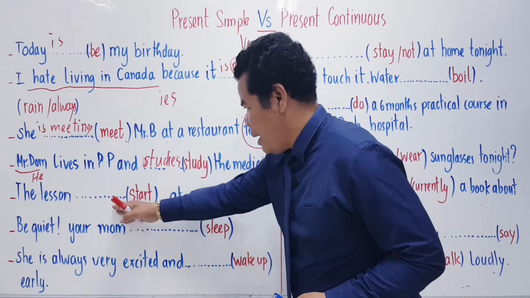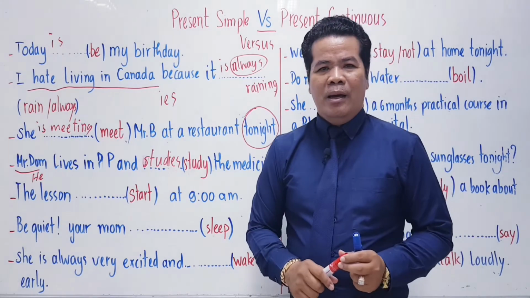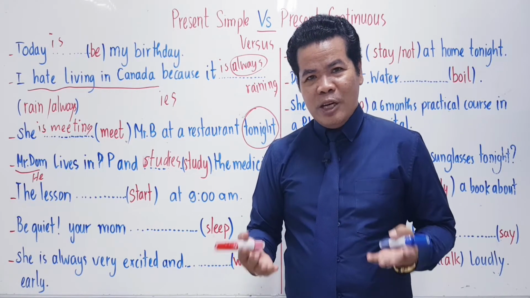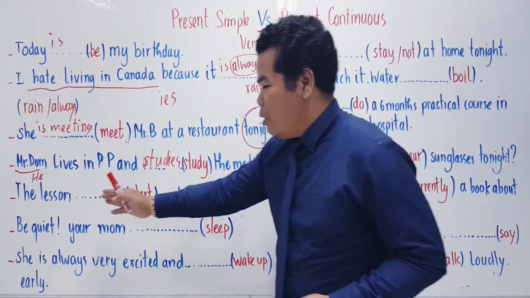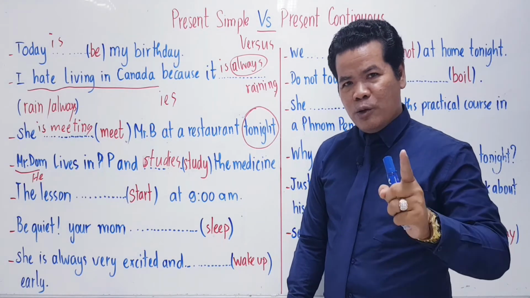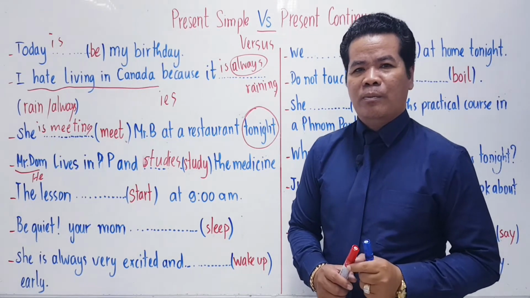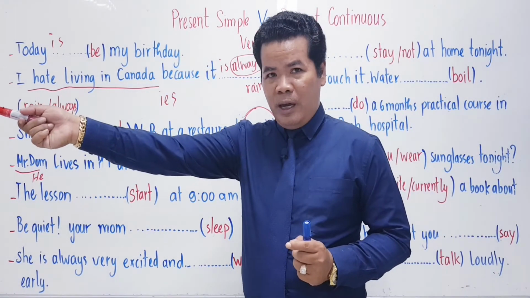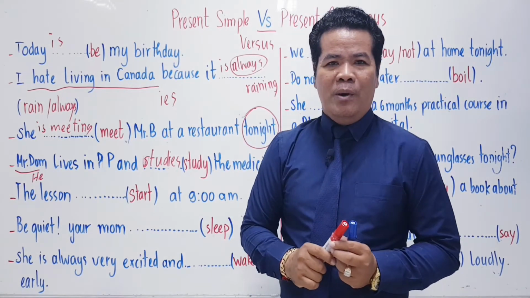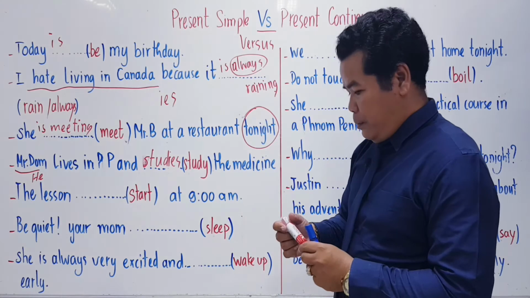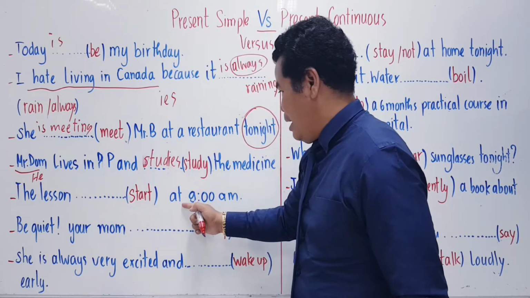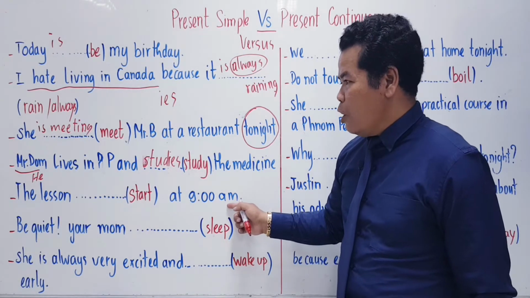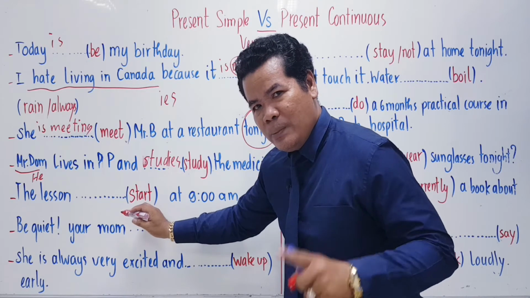The lesson blank start at 9 p.m. So what is it talking about? Is it talking about the schedule? Yes, of course. It is a schedule. So when you talk about schedule, what tense do we use? Think about it. Present simple. Okay? Even if this action happens in the future, we talk about schedule. So look at this one. The lesson starts at 9 a.m. You cannot say the lesson is starting at 9 a.m. So the right sentence is present simple, not present progressive.